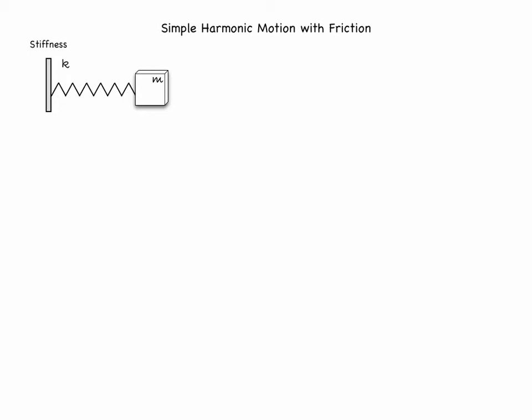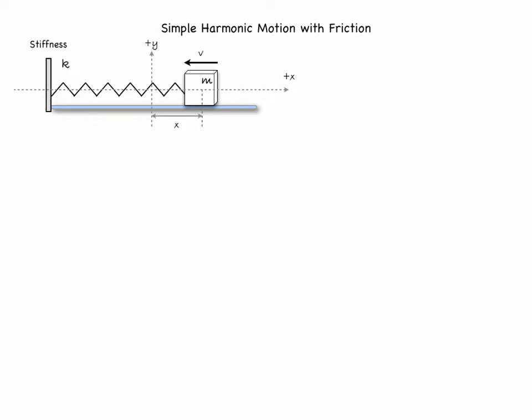Let us now look at the simple harmonic motion when there is friction. We will begin again with the block with the mass m attached to a spring with a spring stiffness k. And we will place a coordinate system centered around the equilibrium position of the block. Let's say that at some instant the block is at a distance x from equilibrium and is moving toward that equilibrium with velocity v, drawn as a vector pointing to the left on the diagram.